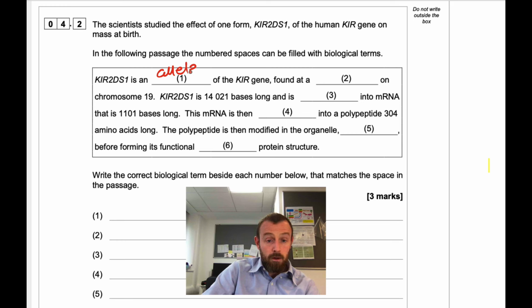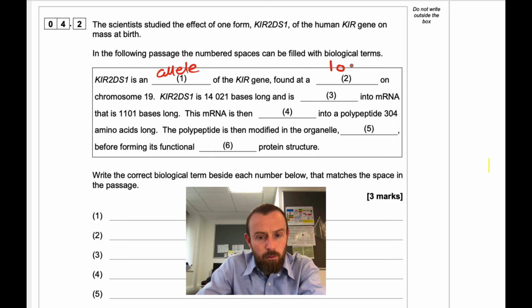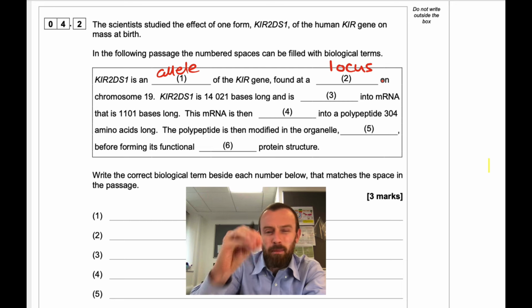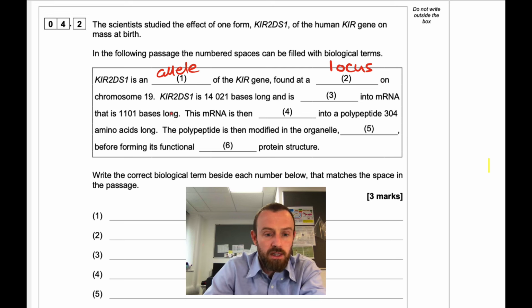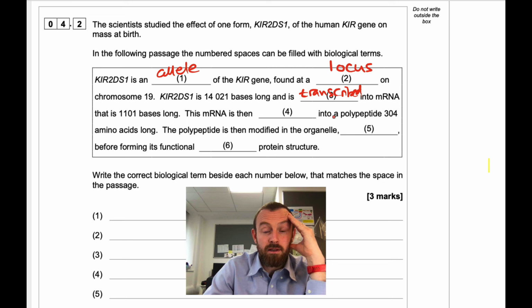KIR2DS1 is an allele of the KIR gene found at a locus. This is where we put a place, where a gene or an allele of that gene is on a chromosome. Found at a locus on chromosome 19. It is 14,021 bases long and is transcribed into mRNA. So DNA to RNA is transcribed. This mRNA is then translated into a polypeptide, 304 amino acids long.